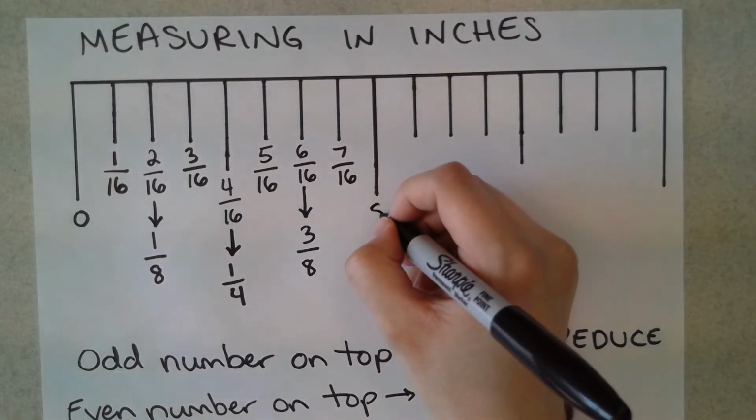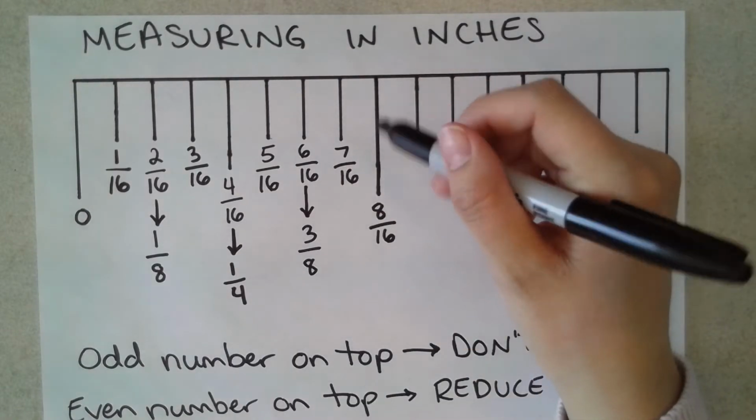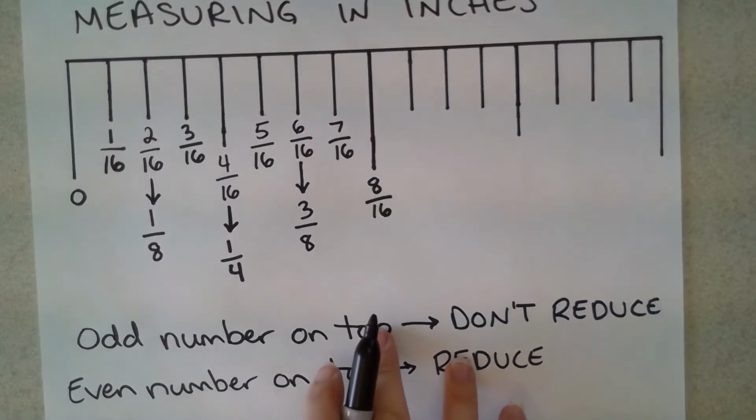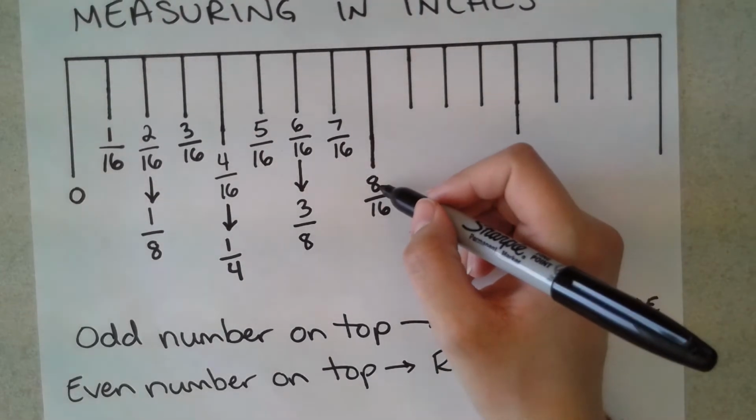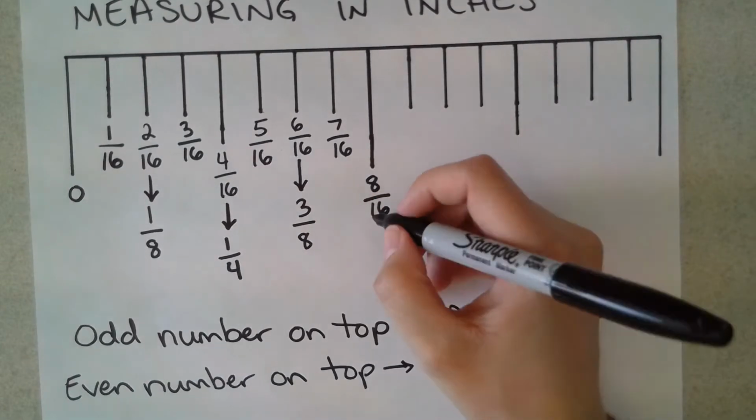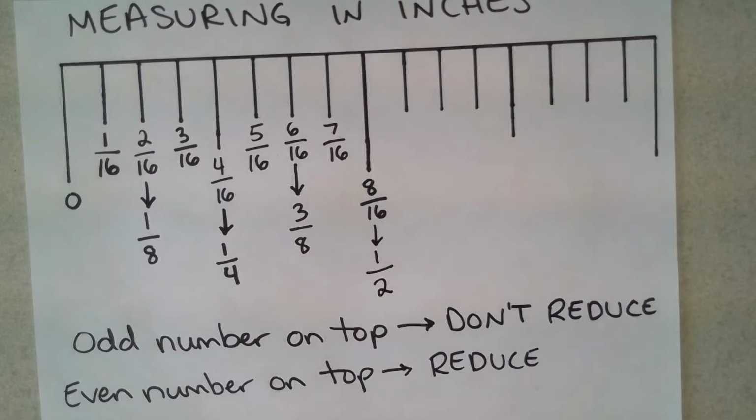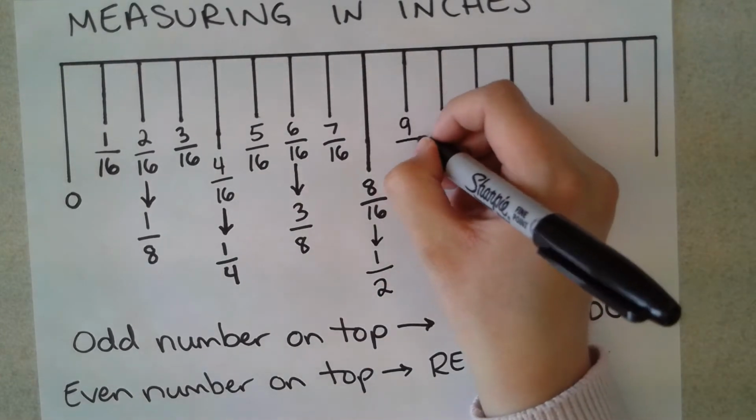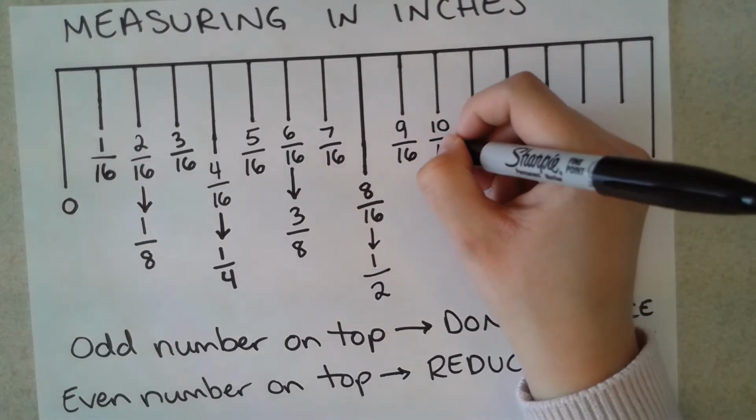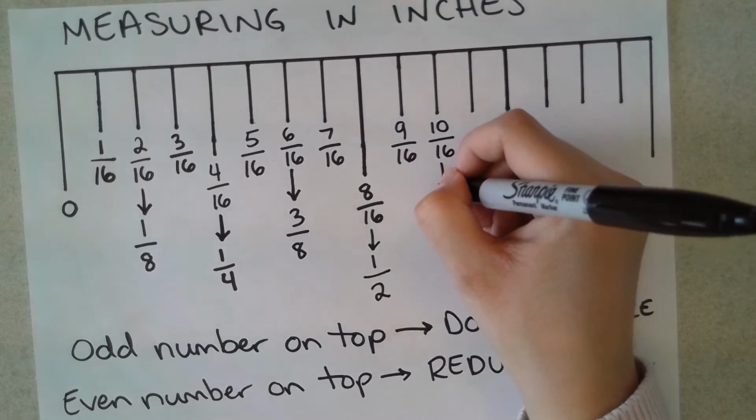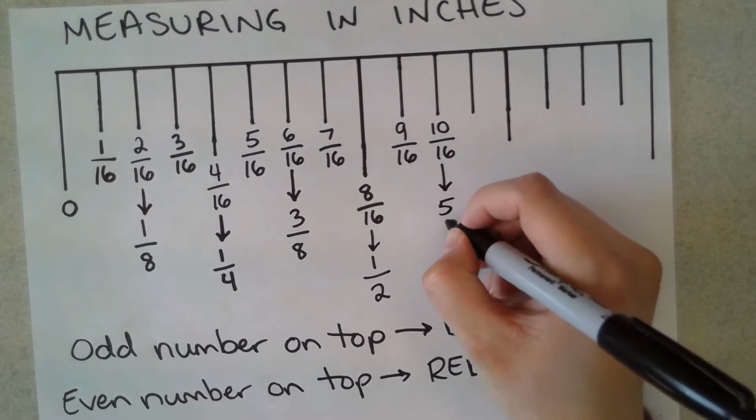8 over 16, this is our tick that's right in the middle of our inch, and so you know that it's probably going to be half, right? And so we can divide 8 divided by 8, 16 divided by 8, and we'll get 1 over 2. Next one, 9 over 16. Next one after that is 10 over 16. That's going to reduce. Divide both those numbers by 2, and we get 5/8.